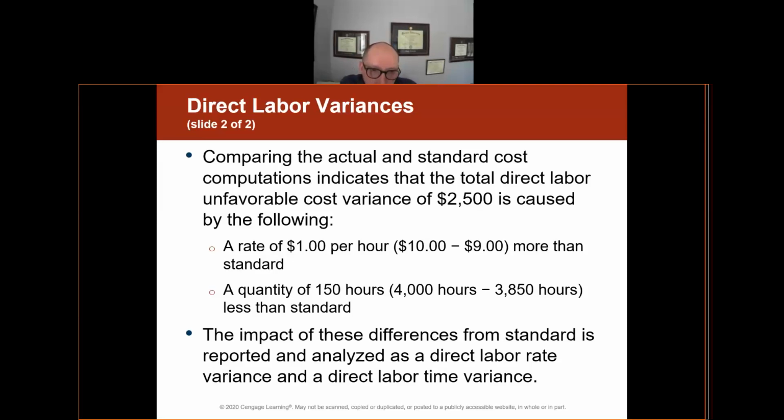How did it happen? We have an unfavorable per hour rate of $1. Actual is $10. Standard was $9. So 10 minus 9 is 1. Quantity.